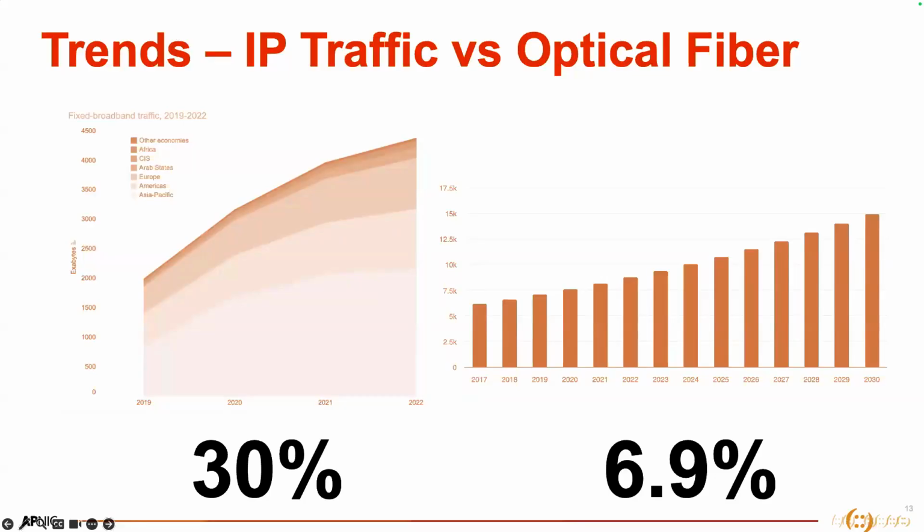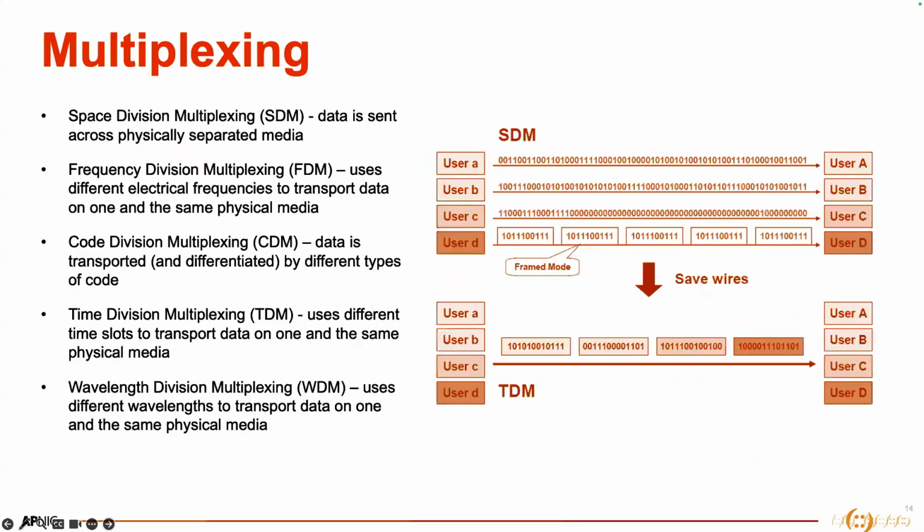So what is the solution? What is the way out? The solution, or the way out, is basically doing multiplexing. So what is multiplexing?